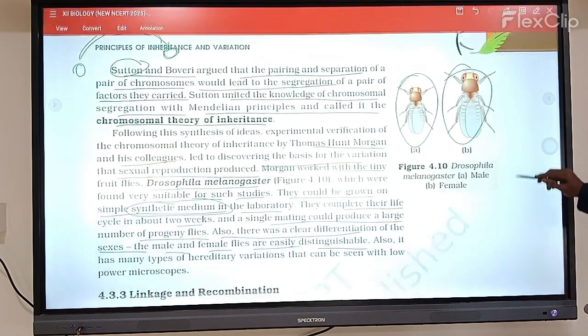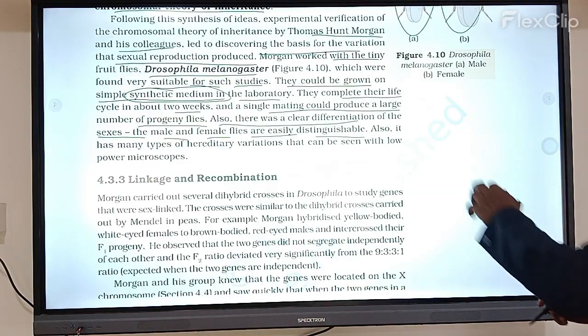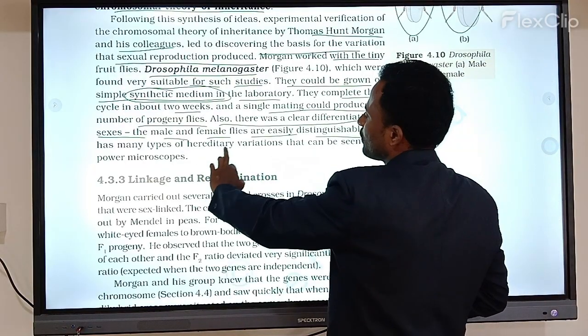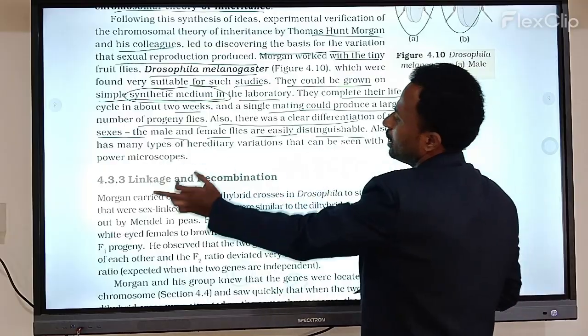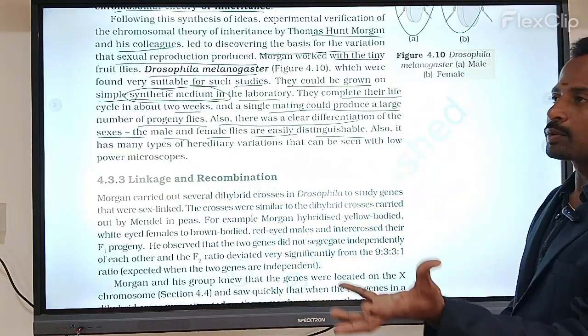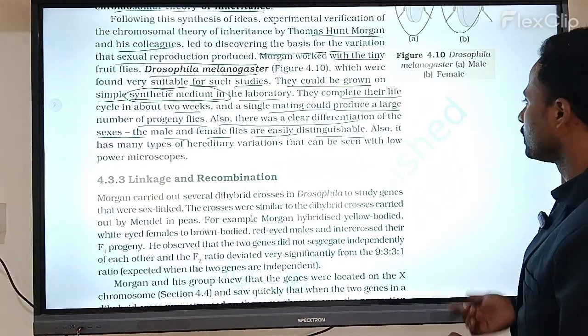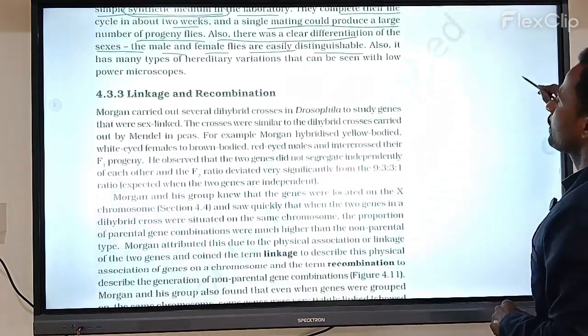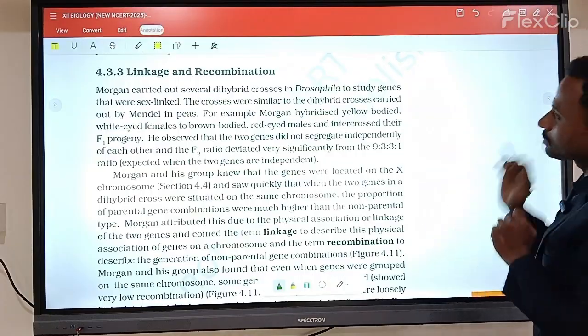Next, many types of hereditary variations can be seen under a low-power compound microscope. So what type of offspring we are getting can easily be observed in a low-power compound microscope. Okay.